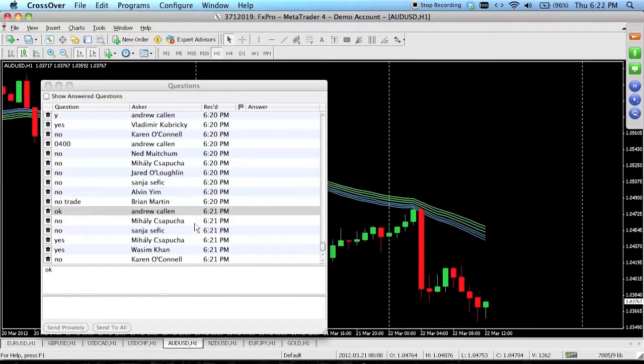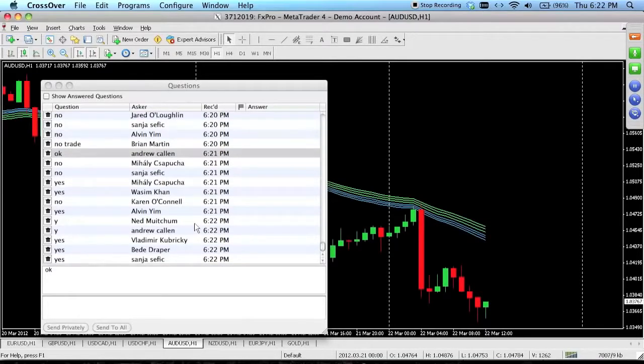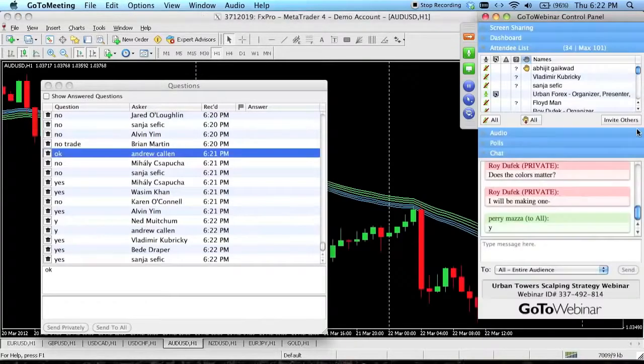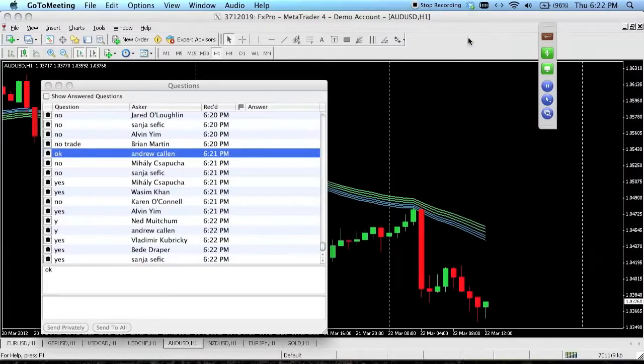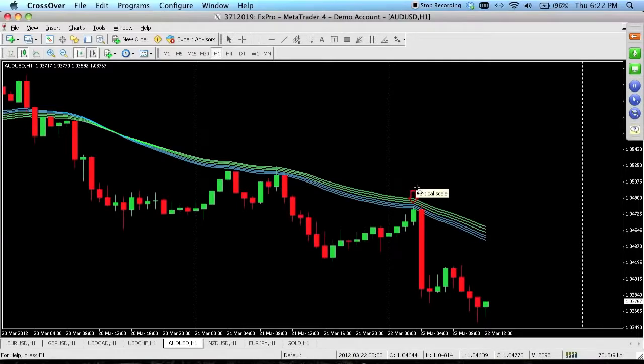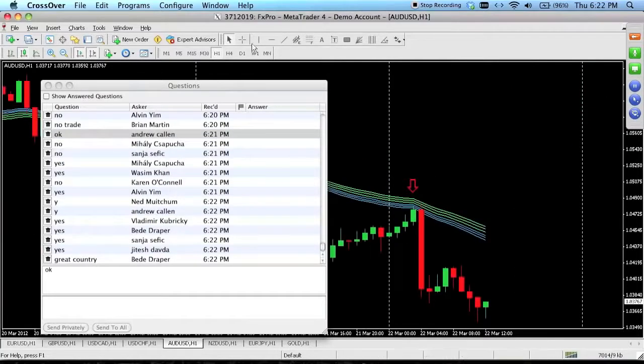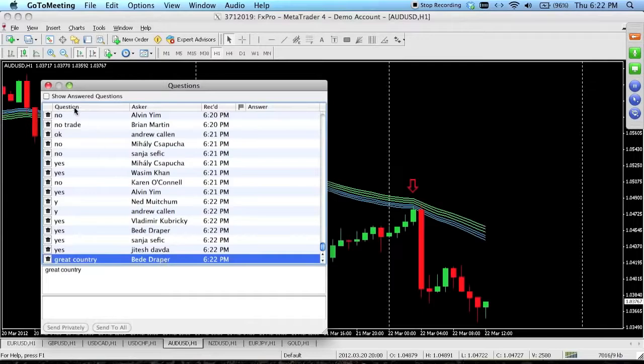Yes, yes, no. Yes, yes, yes. Okay, good. Those of you who said yes, very, very good. Let's take a look at this. We have a very beautiful trade on Aussie dollar that happened today. And Perry says yes also. Even our organizer is excited now. Okay, great. Right here is where we have our first touch. Beat says great country. Yes, okay, so we'll work on the great country's currency pair right now.